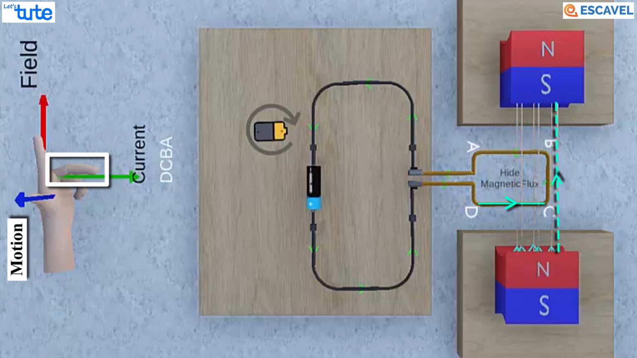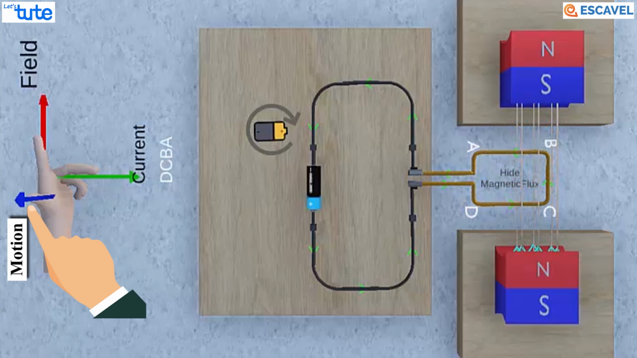Now stretch out the thumb such that it is perpendicular to both the index finger, that is the magnetic field, as well as to the middle finger, that is current. We will find that this gives us the direction of force acting on the arm CD. Thus, we can say that according to Fleming's left hand rule, the force acting on arm CD is in upward direction. Now if you will observe carefully, there is one small problem here.